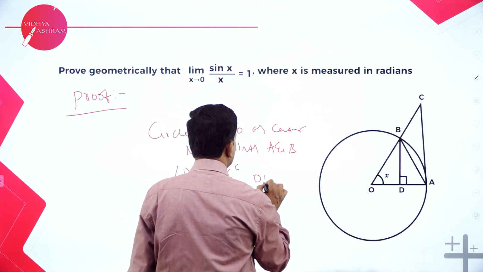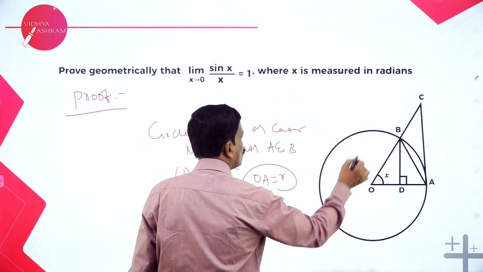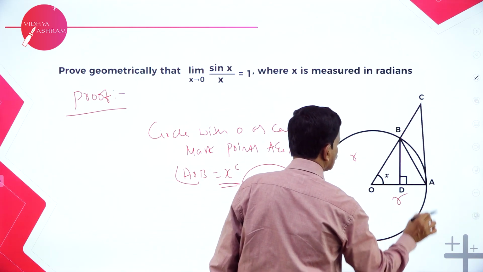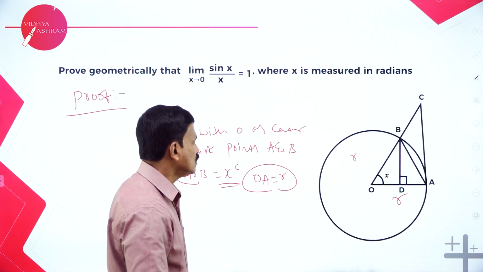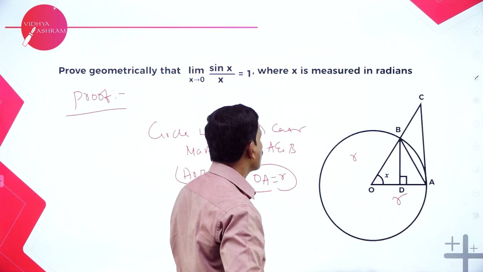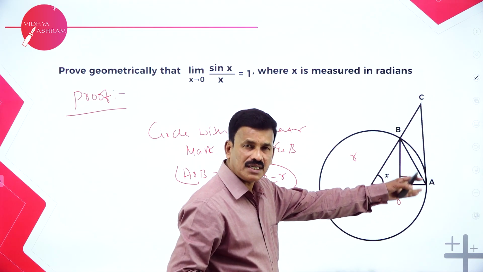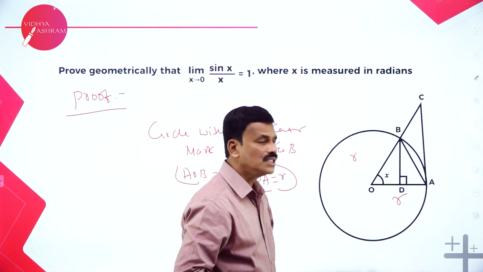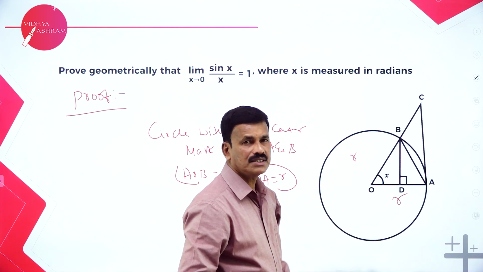So here OA is equal to the radius, OB is also equal to the radius. This is equal to R, right? Now join AB. Now at A, draw a tangent to the circle at A.